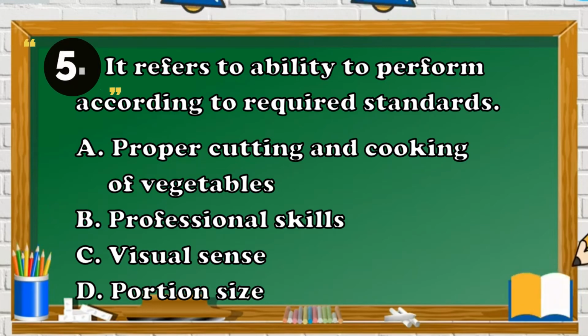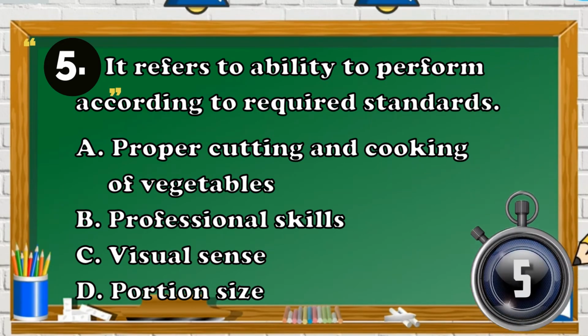And lastly, number 5. It refers to ability to perform according to required standards. Letter A. Proper cutting and cooking of vegetables. Letter B. Professional skills. Letter C. Visual sense. Or letter D. Portion size.